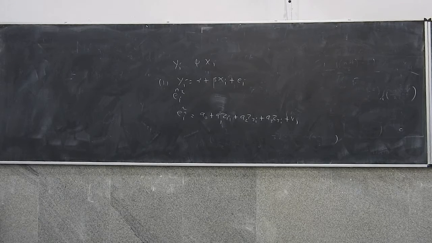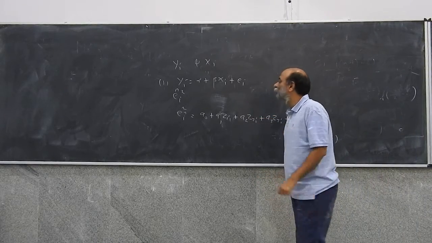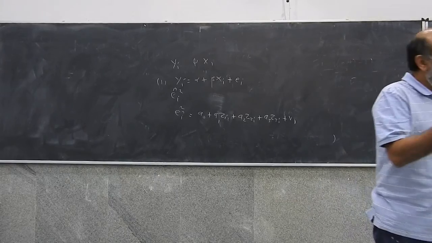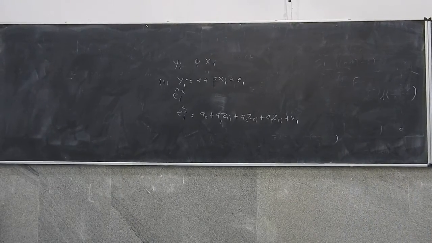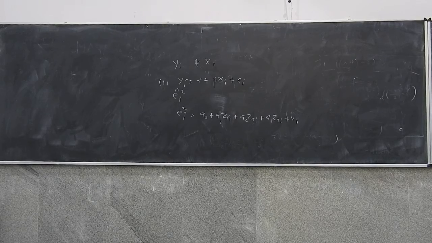Once you do this, you have a regression model where e hat i square is the dependent variable and z1, z2, z3 are the independent variables. The null hypothesis is homoscedasticity, the variance of the error term is constant. The alternative is that the variance of the error term depends upon z1, z2 and z3. How will you test that null hypothesis?